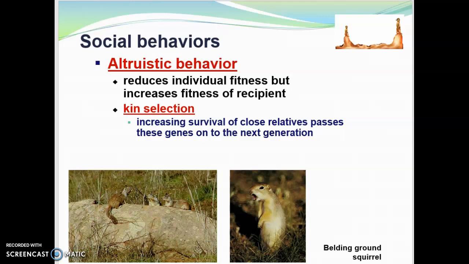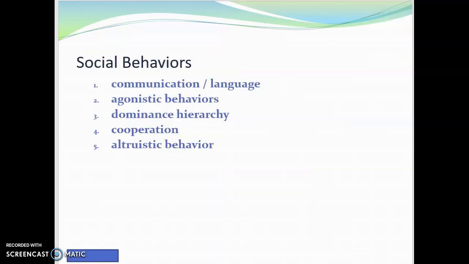So one individual is going to sacrifice themselves in order to have the genes of their family or their group passed on, since they all have similar genes. Not so good for the individual that's sacrificing themselves, but as a whole, with the idea of passing on your genes, it works out really well for those individuals that want to pass on their genes. All right, so here are the 5 social behaviors. Again, communication language, antagonistic behaviors, dominance hierarchy, cooperation, altruistic behavior.